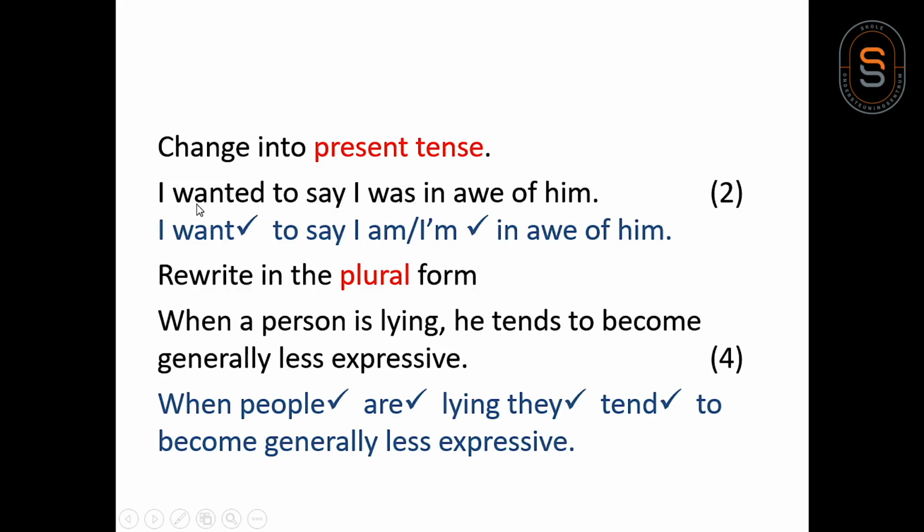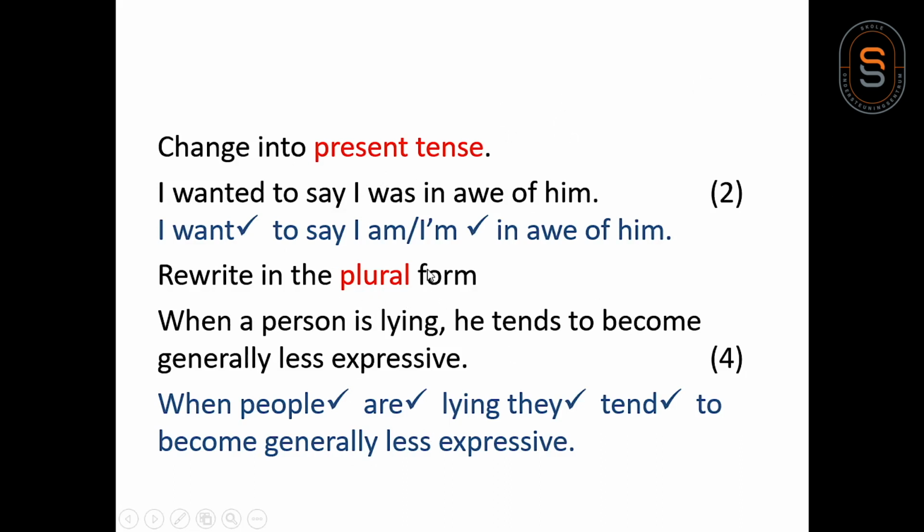In grade 12, your sentences will not only contain one verb. So you highlight "wanted" and you highlight "was" and you change it. I want to say I am in awe of him. 2 marks.